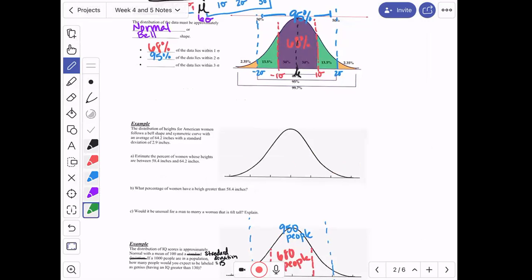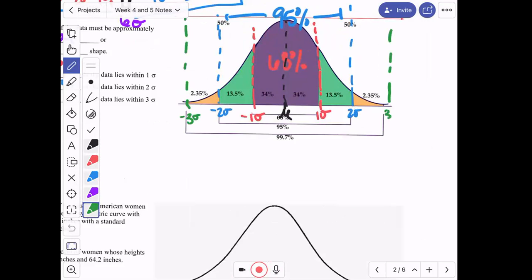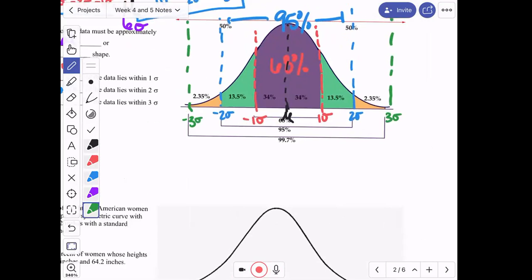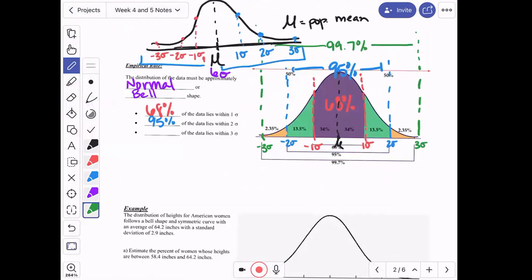We go out one more time right here. Within 3 standard deviations of the data, so at -3 sigma and +3 sigma, is 99.7% of all the values. 99.7% of all the values sit out there.